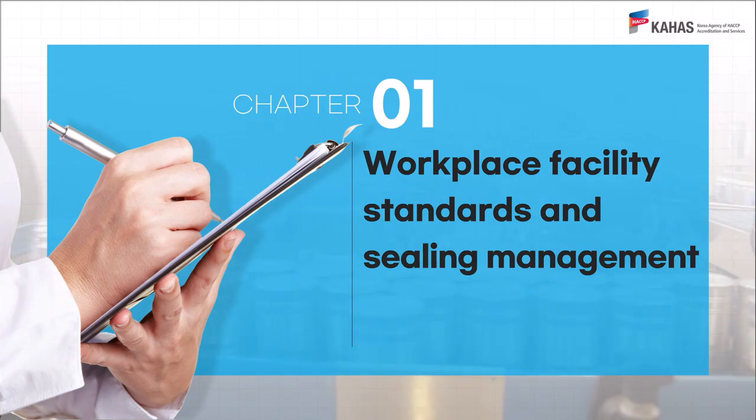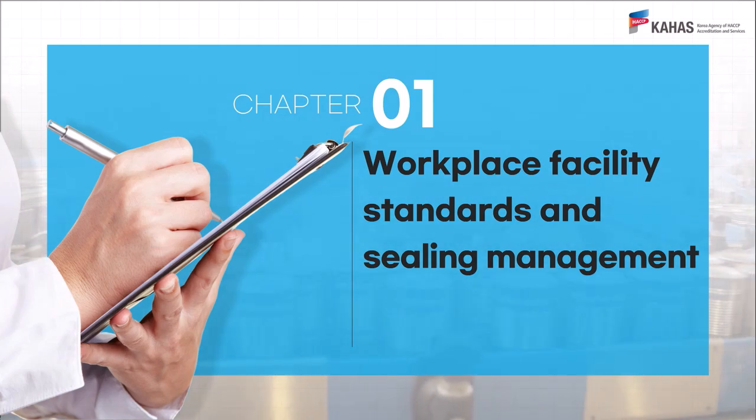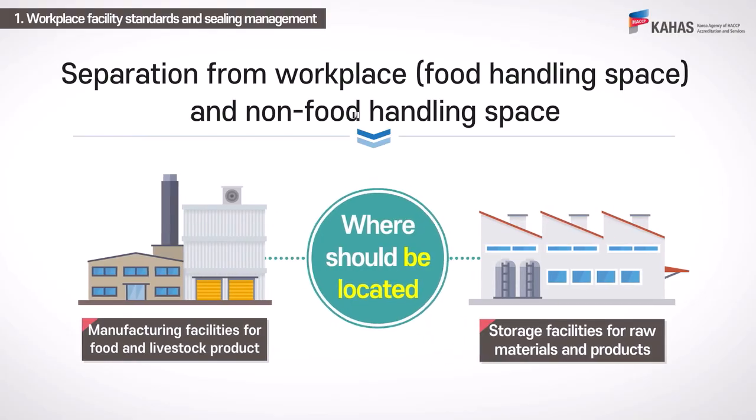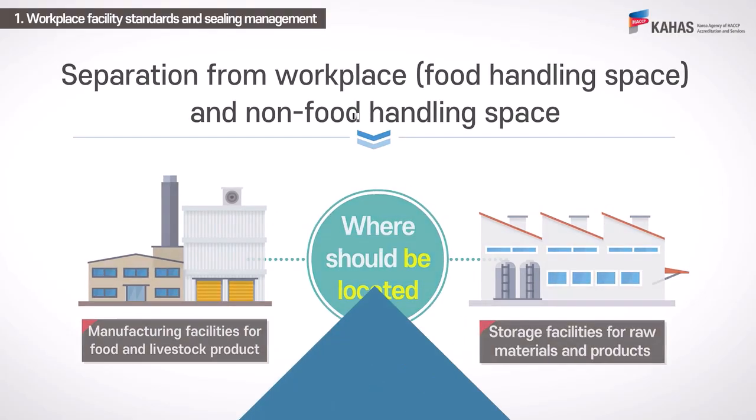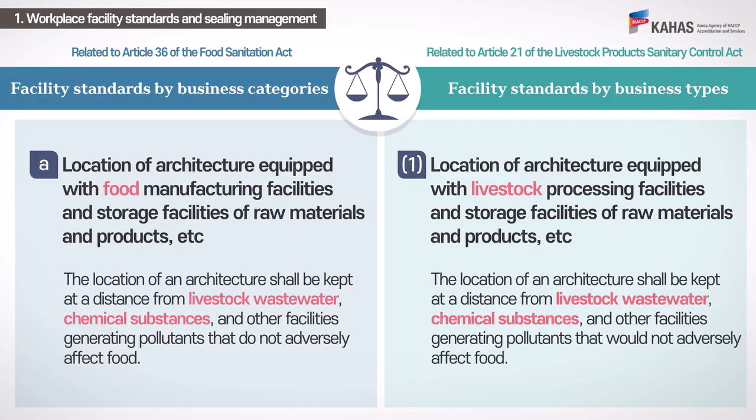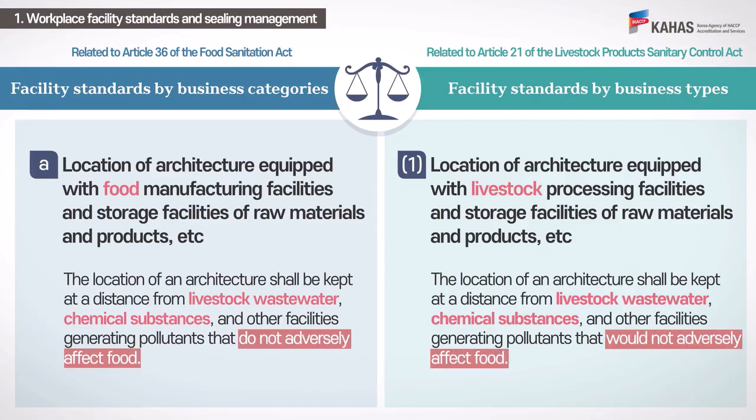Workplace facility standards and ceiling management. Where should buildings with food and livestock manufacturing facilities and raw product storage facilities be located? According to the Food Sanitation Act and the Livestock Products Sanitation Control Act, workplaces that handle food should keep a distance from livestock wastewater, chemicals, or other facilities that produce pollutants, so that they do not adversely affect food.